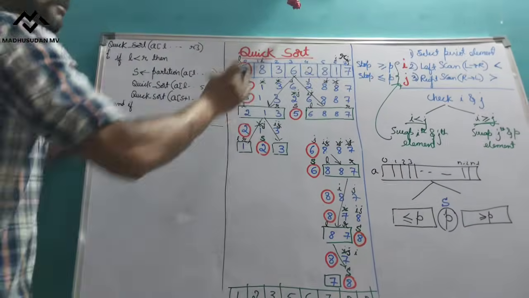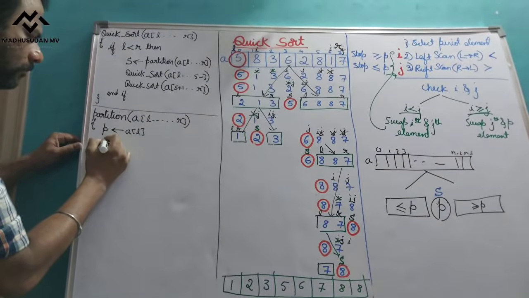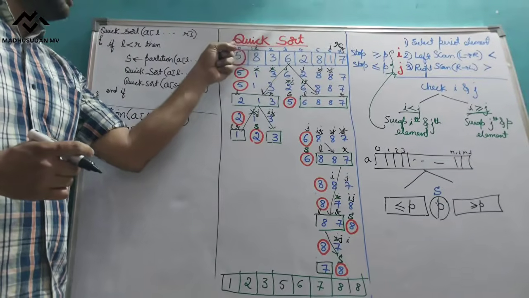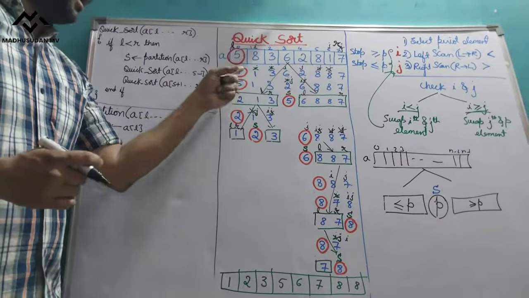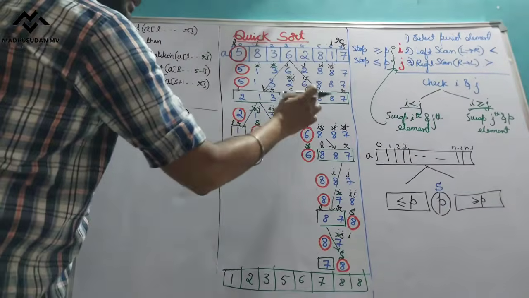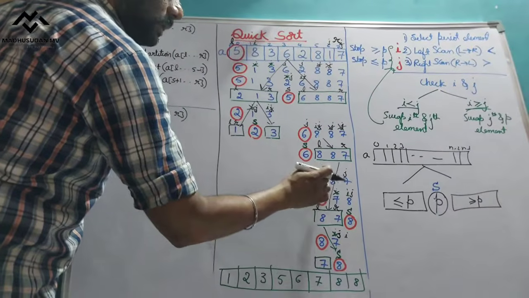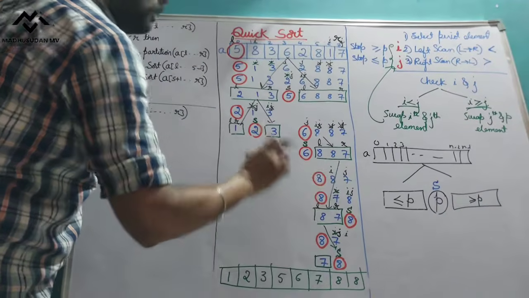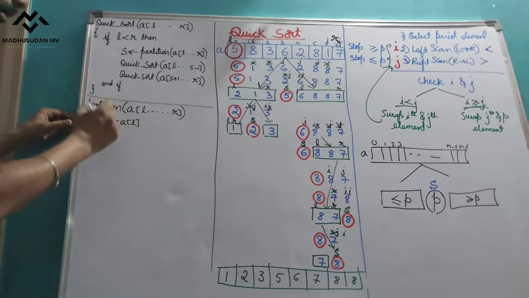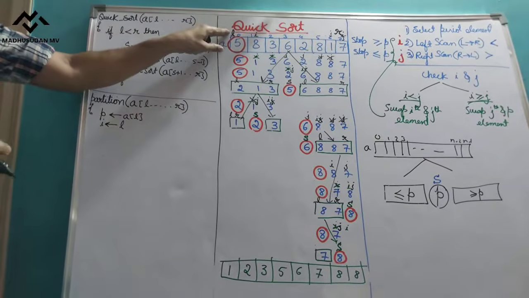After that, what did we do? We took one index I for left scan. From where did we start I? Generally we started I in front of the pivot element. This is my pivot element, and I is in front of this one. So in front of the pivot element means L plus 1 position. But in the algorithm, I am writing L only. That means in this position only I am starting. I will tell you why.